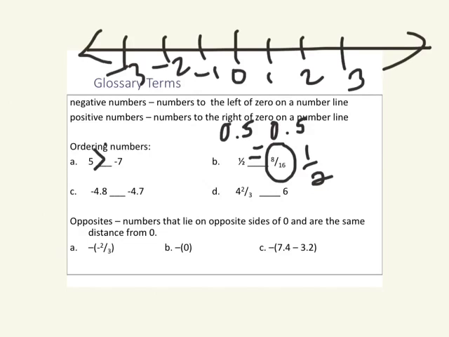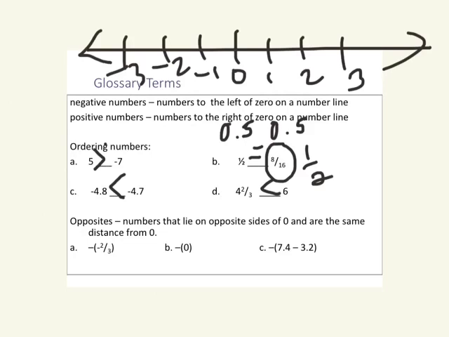Here they're both negative. So when they're both negative, which one of these is closest to 0? Well, the one that's closest to 0 is the negative 4.7. So negative 4.8 is less than a negative 4.7. Then 4 2/3, remember, is just a mixed number, and that would be less than the number 6.